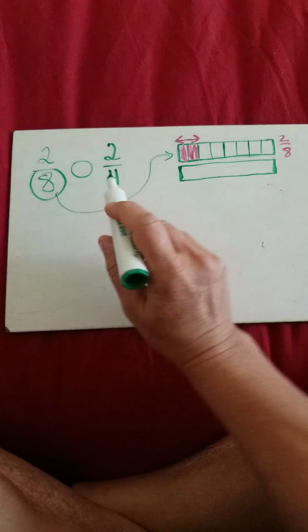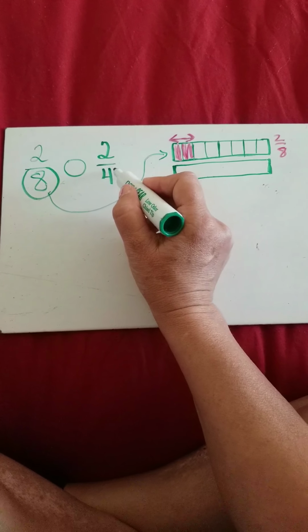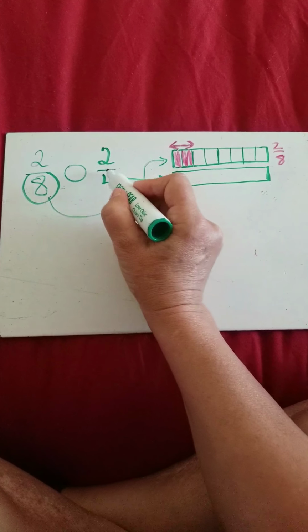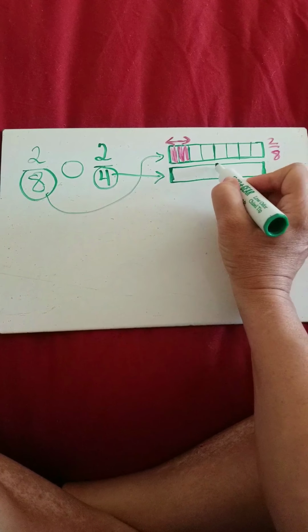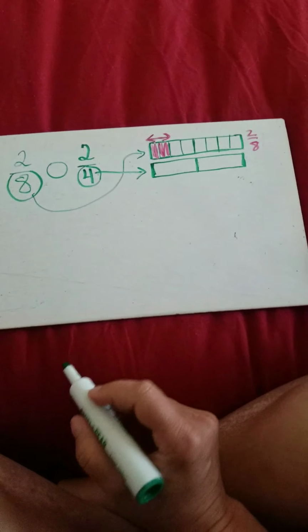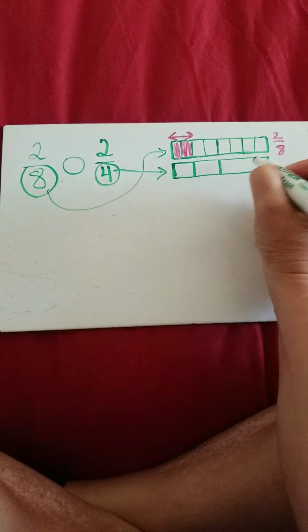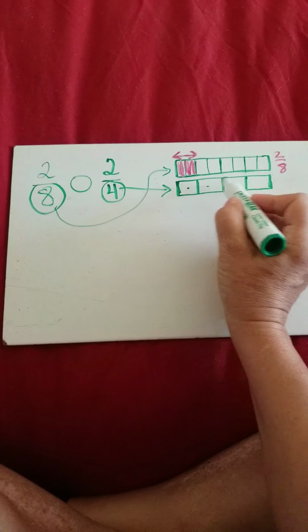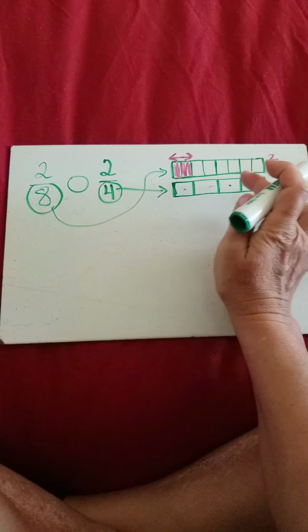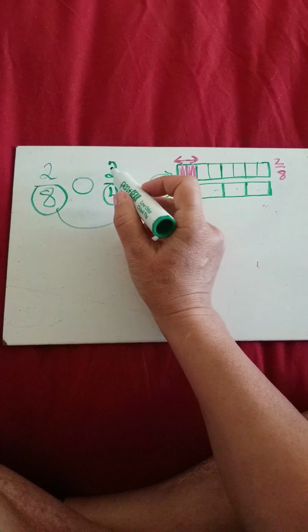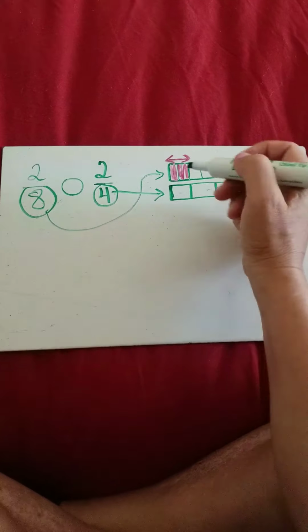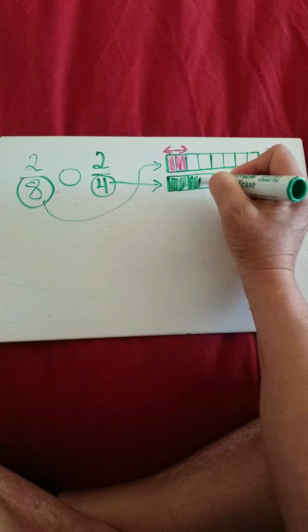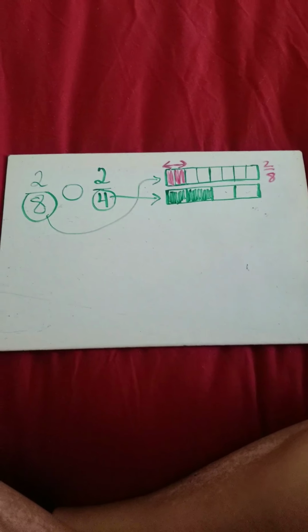Okay, now we're going to divide this into 4 pieces because that's our bottom number. Total number 4 pieces. So we've got 2 pieces now. Divide those in half. Now we have 4 pieces. Look, 1, 2, 3, 4. Easy peasy. Anybody can do it. And we're going to shade in 2 of those pieces. 1, 2.